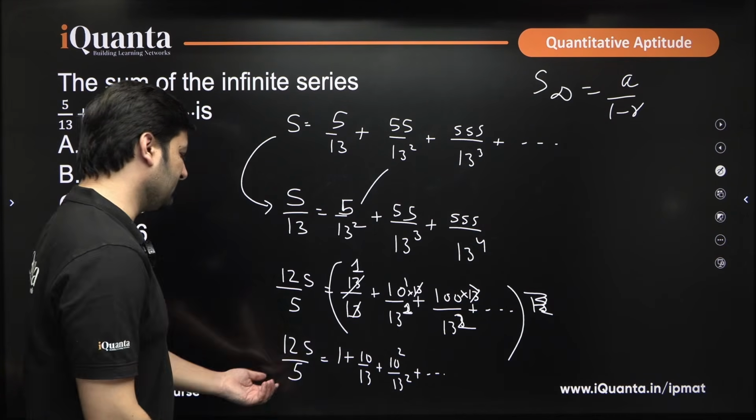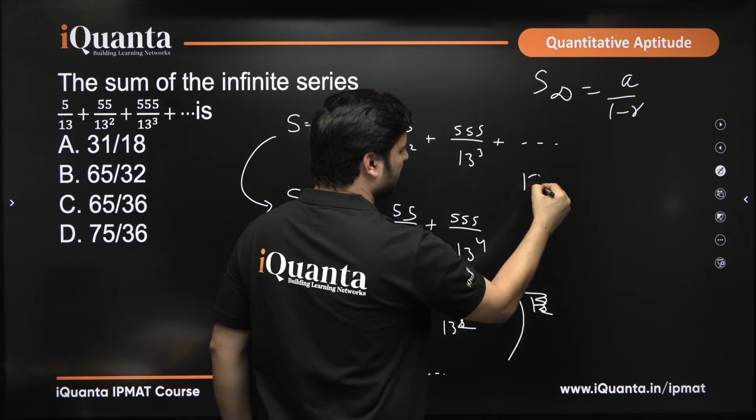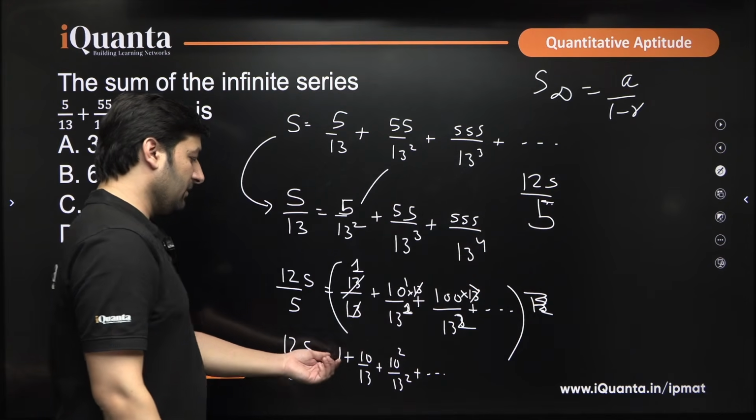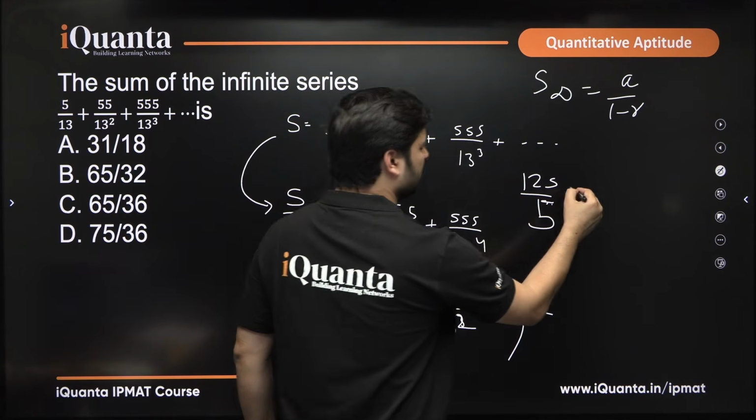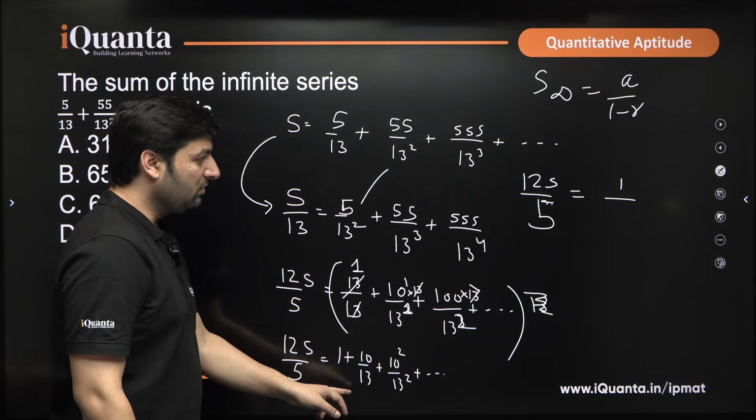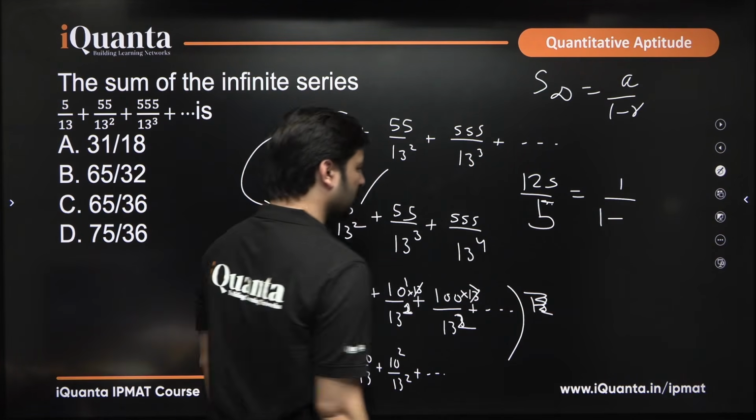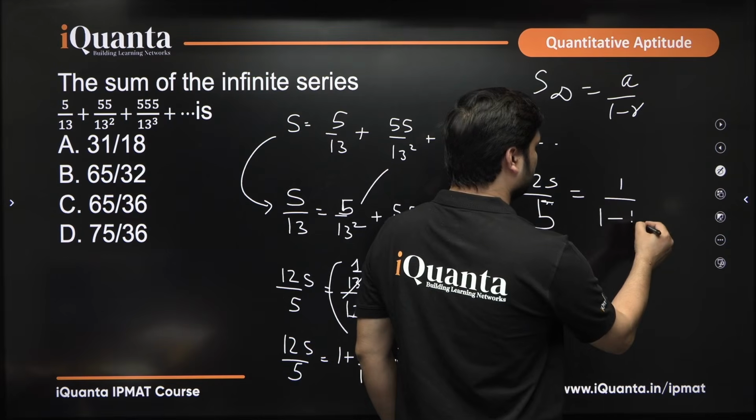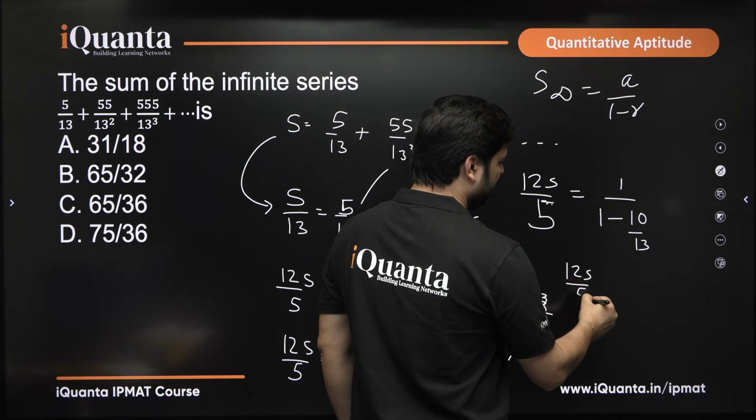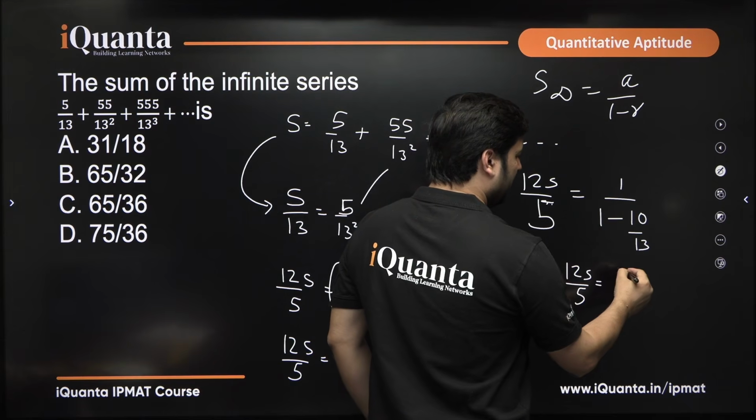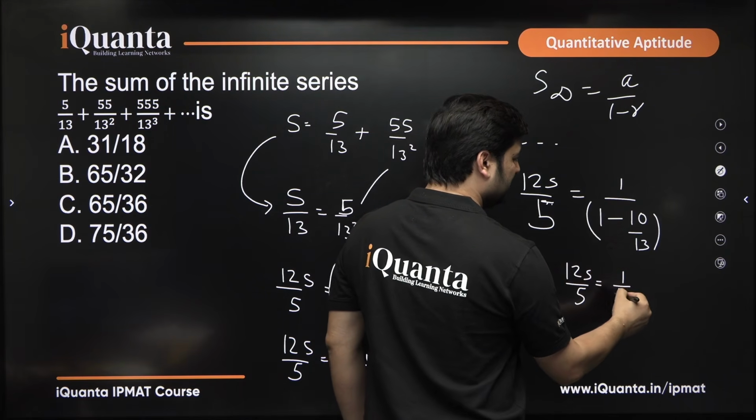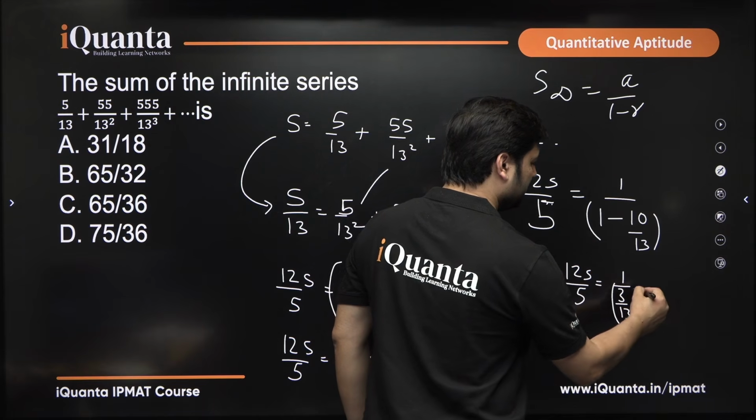The sum of an infinite series is a upon 1 minus r. So, what will be the answer? 12 by 5, okay, will be written as a. What is the first term? The first term of the series is 1. So a is 1 upon 1 minus the common ratio, 10 by 13. So, 12 by 5 should be equal to 1 upon, if I take LCM in the denominator, 13 minus 10 is 3, so 3 upon 13, right.